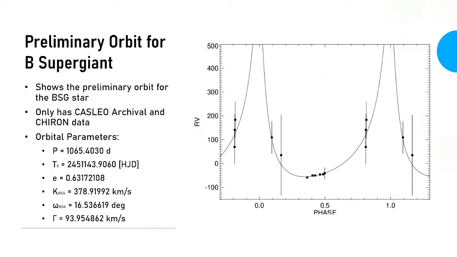Although we're still working towards an orbit for the Wolf-Rayet star, we do have a very preliminary orbit for the supergiant companion. This plot currently only has archival data and data from Chiron, but in the coming weeks we'll be updating it to include all the data that we have. With this orbit, we also have some orbital parameters to go with it. The ones of most importance are a period of 1,065 days, which matches the previously thought of period of 1,030, and an orbit eccentricity of 0.63, meaning that the orbit is fairly elliptical in shape.